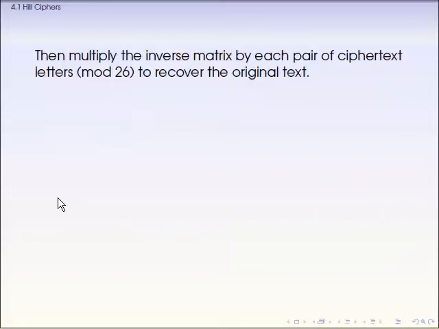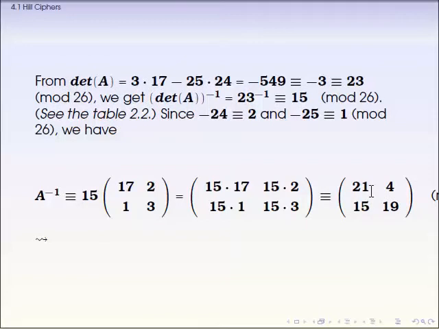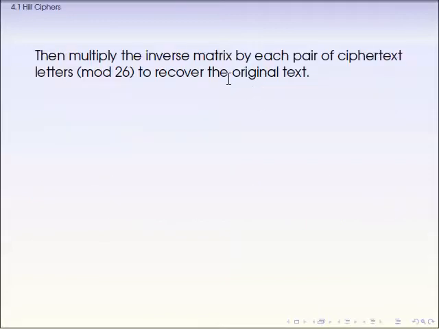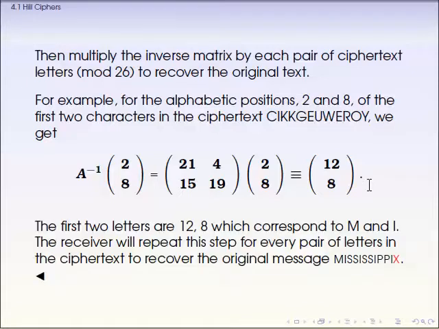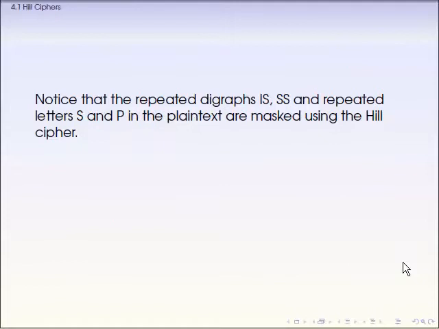Then all we need is just multiplying this matrix to the ciphertext for each couple of letters. The first two numbers of the ciphertext are CI, so 2 and 8. 2, 8 times this matrix in that order gives us 12 and 8, which is M and I. If you do the same thing for the remaining parts of this ciphertext, this is what you get, and we have an extra X at the end, which we can assume is not necessary.